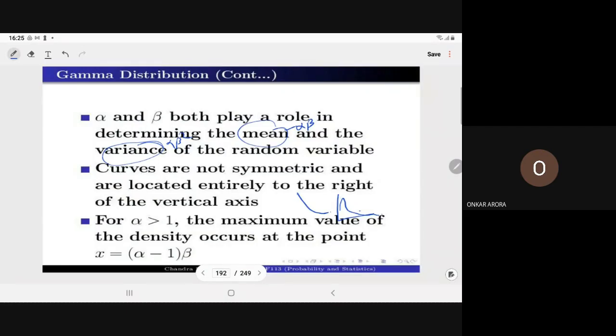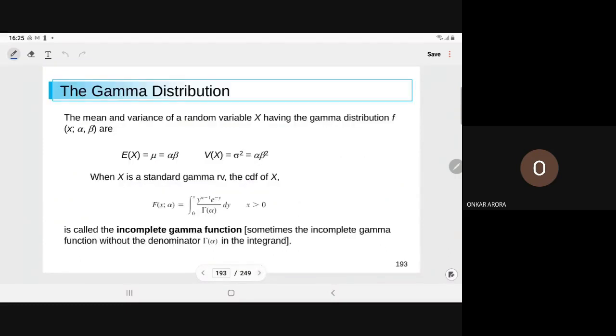For alpha greater than 1, the maximum value of the density occurs at the point x equal to alpha minus 1 into beta. You have seen, as I have told you, for alpha greater than 1 we have the shape first rising then decreasing. So the maximum value lies at x equal to alpha minus 1 into beta for the f(x).